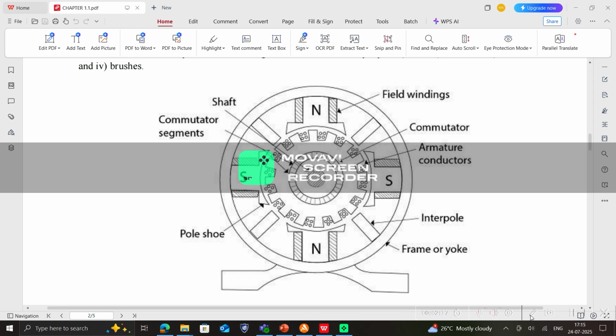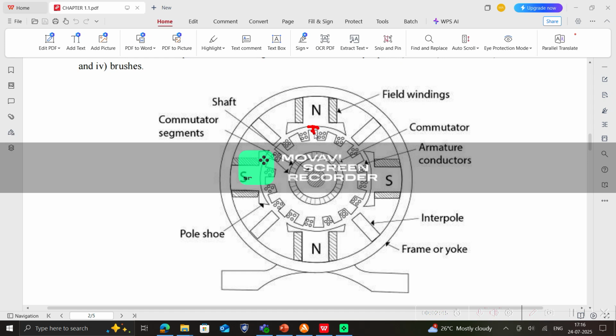In this one you can see the shaft part. The shaft is the one which is rotating in nature. So our armature conductors, this is our commutator part, and this is our armature conductors. There will be an air gap between the stationary field and the rotating armature. So this part is called the air gap area.